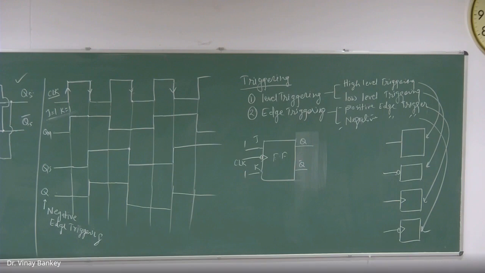So this was the concept for the master slave flip-flop, and it is used to get rid of the race around condition. This may be one of the solutions for the race around condition. Okay. So now we'll see the next flip-flop.